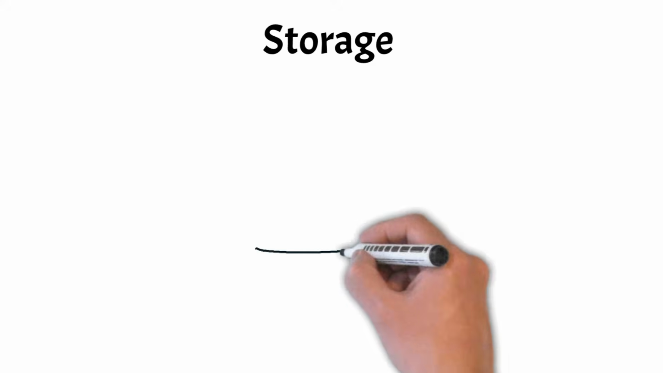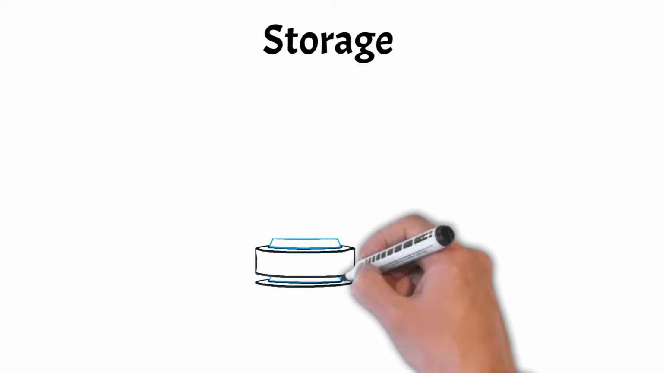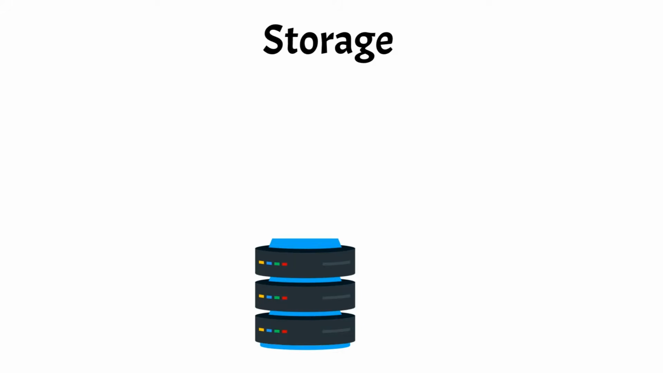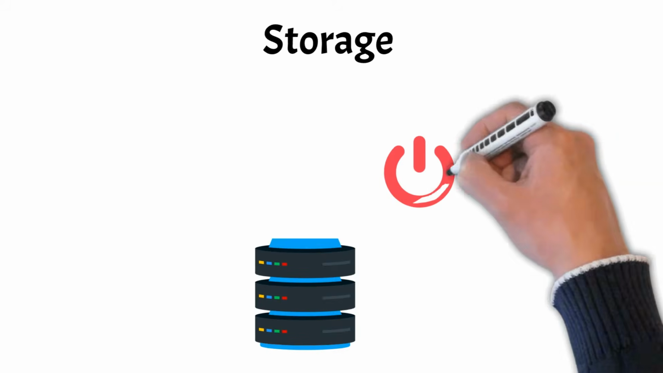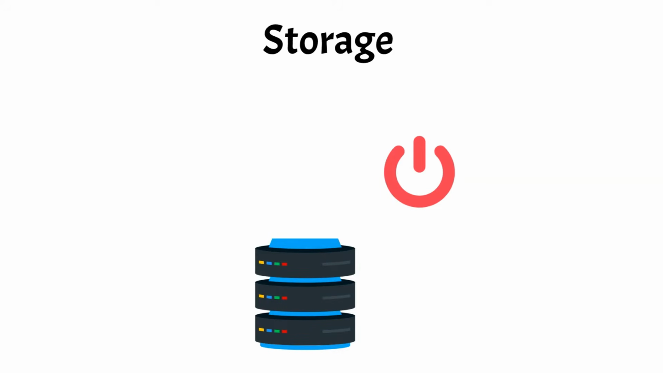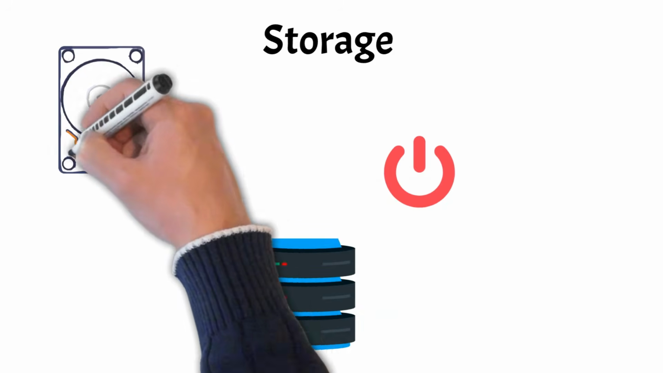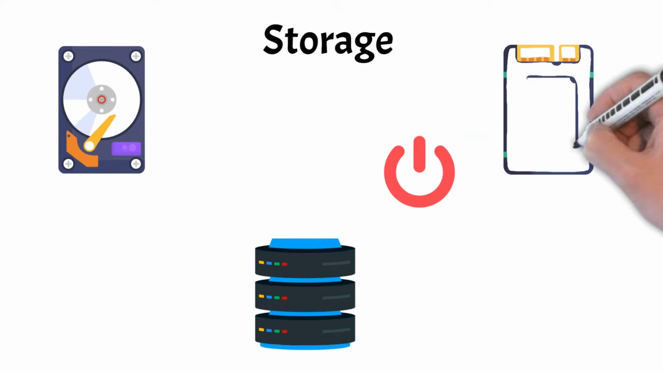Coming up next is storage. Storage in a computer refers to the component where data is saved permanently, allowing you to store files, applications, and your operating system. Unlike RAM, storage retains information even when the computer is powered down. There are two primary types of storage: hard disk drives, HDDs, and solid-state drives, SSDs.